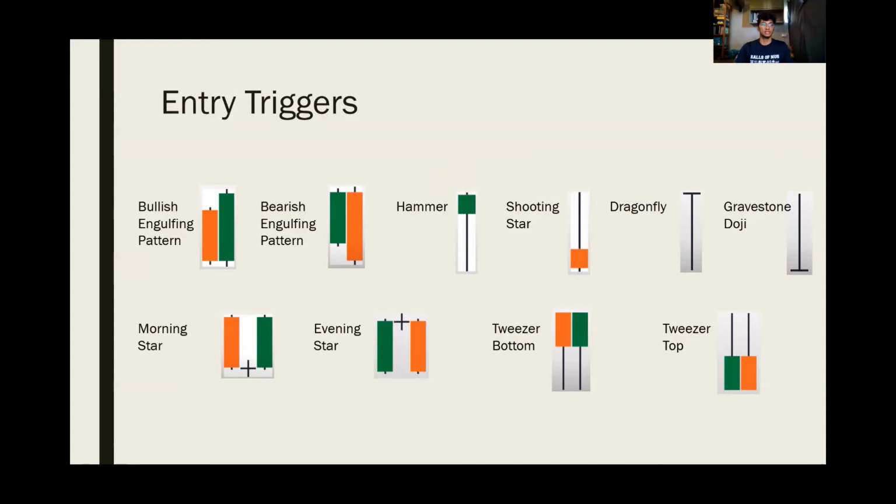So the first pattern on the top left is the bullish engulfing pattern. In this pattern, the second candle has fully covered the body of the first candle, and it essentially signifies that the buyers have taken control and reversed all the selling pressure, pushing the price even higher, where it closed above the high of the previous candle.